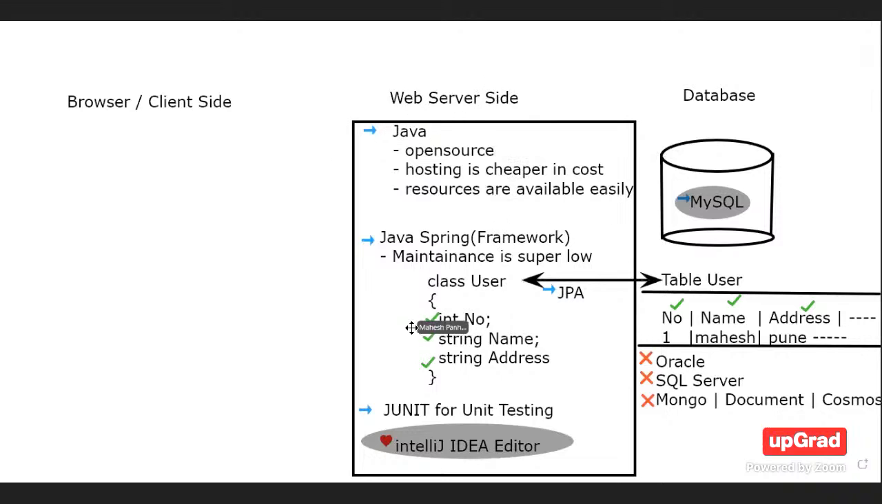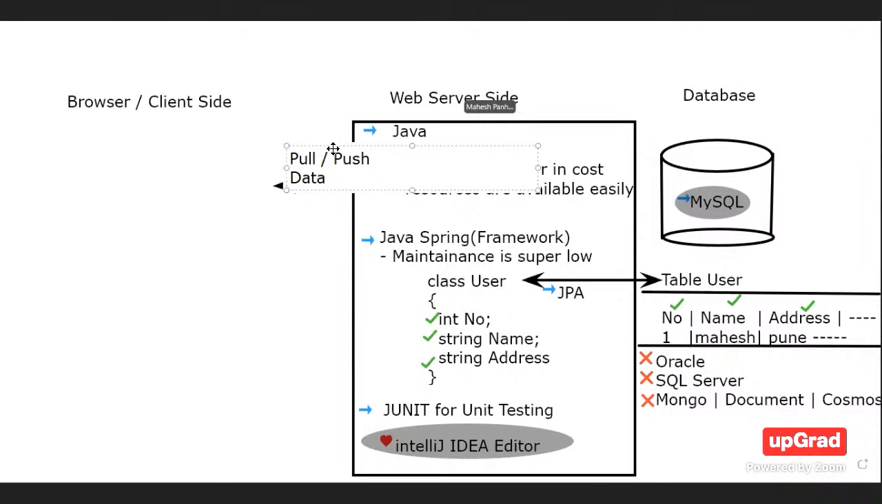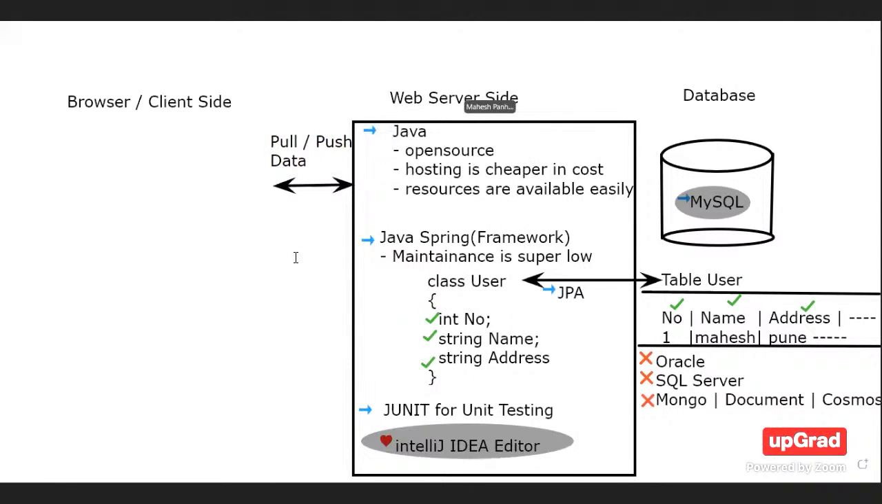Then obviously, using Java, Spring and so on, you will write code. Out here you will write code which will be able to get the data, pull or push the data. That's the typical thing that we keep on doing. So using Java code, we will be pulling or pushing the data. That's the thing that we'll keep on doing.